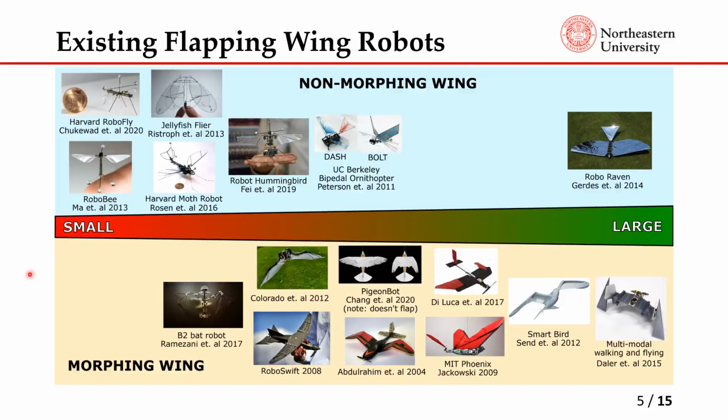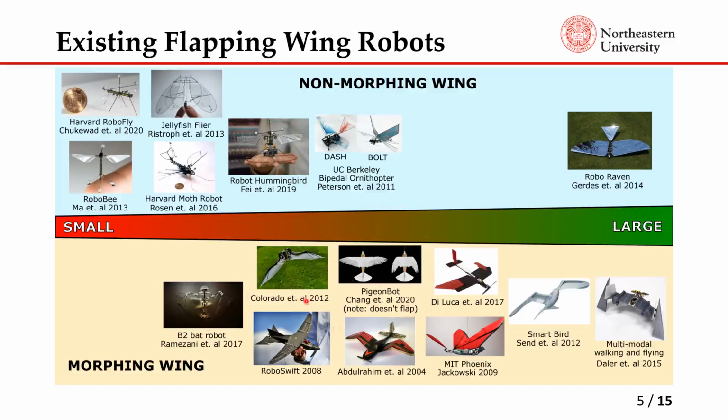There are examples of morphing wing robots such as these. We have the Bat robot by Ramezani in 2017, whose wing can twist, and we have RoboSuite and Pigeon bot, which can fold their wings.